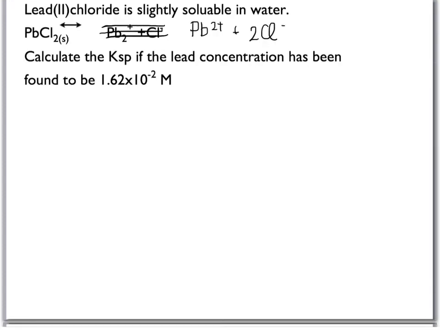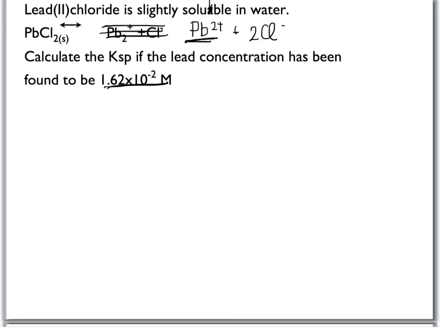Okay, let me fix that typo, there shouldn't be an A there. We are given that lead 2 chloride is slightly soluble in water. So we have the reaction of lead 2 chloride breaking down to form lead 2 plus ions plus 2 chloride ions in solution. It says to calculate the KSP if the lead concentration has been found to be 1.62 times 10 to the negative 2. So this right here is this value right there. So we can calculate KSP.